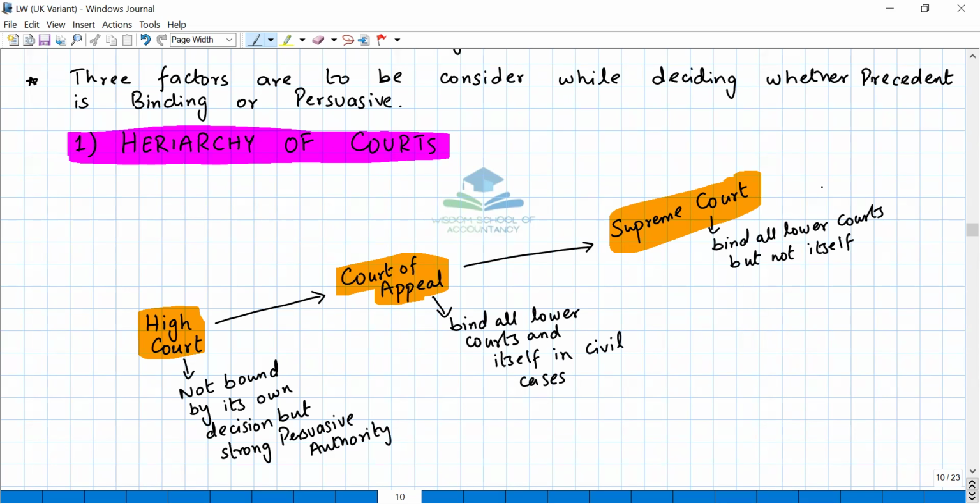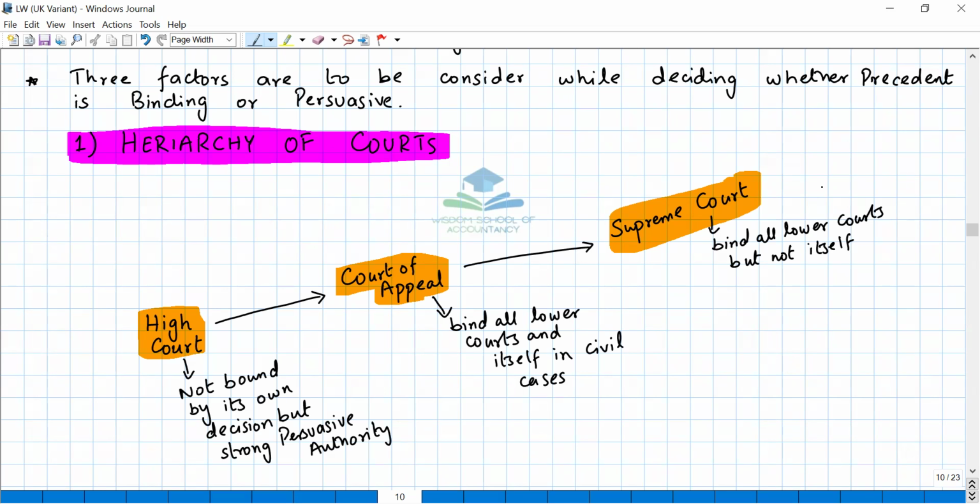Is this point clear? That means the Supreme Court doesn't have to be bound by their own decision. Yes, their own decision. So they can change the decision in the future. It's not necessary for them to follow the previous decision of their own judges. It's not a must. It's not mandatory. But for the lower courts, the decision of the Supreme Court judge is binding on them.